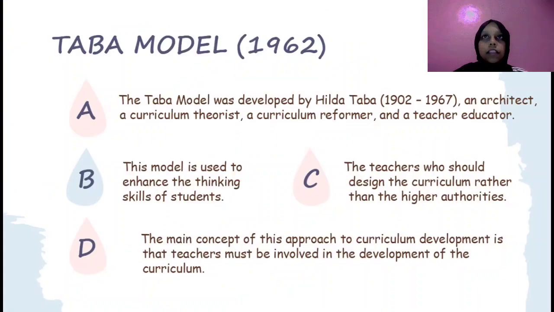Meanwhile, the second model that applied the objective model is the Taba Model of 1962. The Taba model was developed by Hilda Taba, who lived from 1902 until 1967. She was an architect, a curriculum theorist, a curriculum reformer, and a teacher educator herself. This model is used to enhance thinking skills in students, because, as we already know, the objective model is mainly focused on developing skills like thinking skills in students.